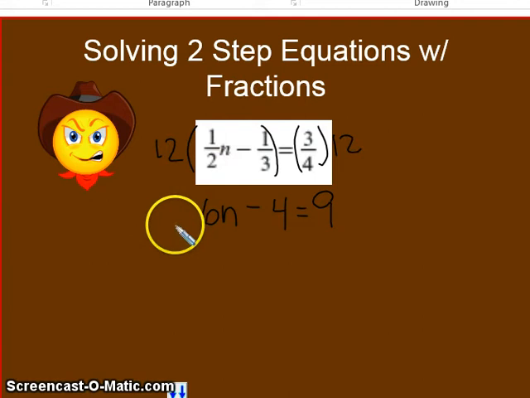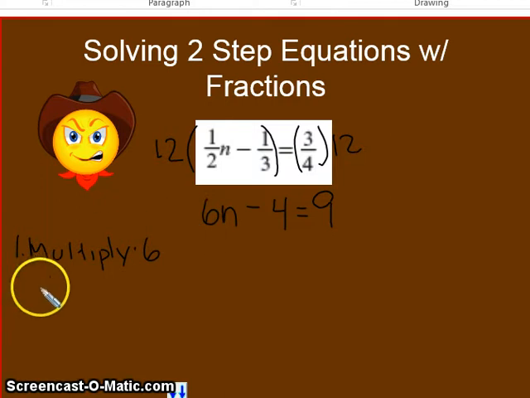But just by doing that simple step, I got a much less complex equation to work with. So now I'm going to solve 6n minus 4 equals 9. Now if I knew what n was, the first thing I would do would be to multiply 6 by n, or multiply n by 6. And then once I multiplied 6 times n, the next thing I would do would be to subtract 4.